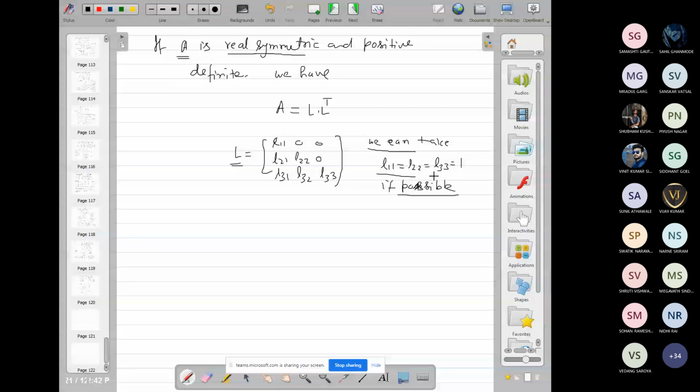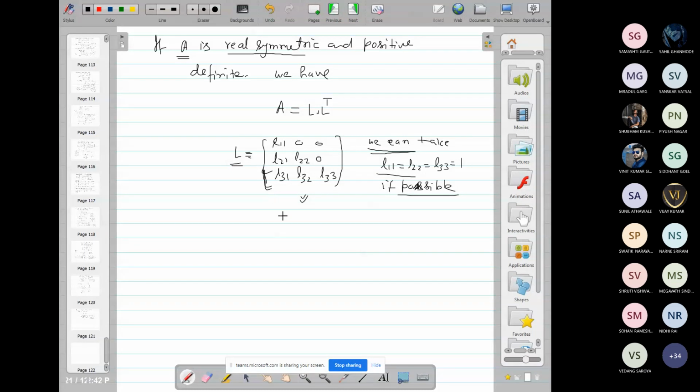It is always true. If A is positive definite and real symmetric, then we can express it as the product of a lower triangular matrix and its transpose, where L is given by this. This is the general case. This is always true. But in particular, we can take L11, L22, L33 equal to 1. Sometimes this is not possible. If it is not possible, we take this one, and after solving we obtain an absurd result. Then we need to modify L, that is, we need to take this general L.